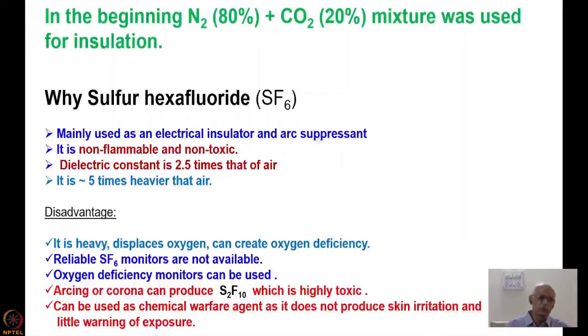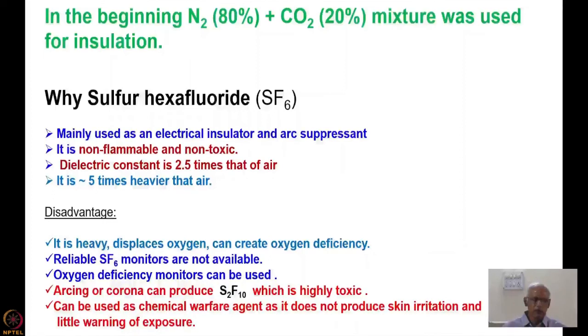Reliability is one of the issues. Of course there will always be some leakages, but that has to be monitored. And it so happens that reliable SF6 monitors are not easily available. But you have to use monitors. And therefore, most of the time, when SF6 monitors are not available, you try to use oxygen deficiency monitors because SF6 displaces oxygen. So this is equivalent, but not exactly the same. What you do is that if any leakage takes place, it displaces oxygen, and there will be oxygen deficiency. This is also not exactly right, and it can again cause health hazards. But you can use the oxygen deficiency monitors, which are easily available, to indirectly find out if there is any leakage of SF6.